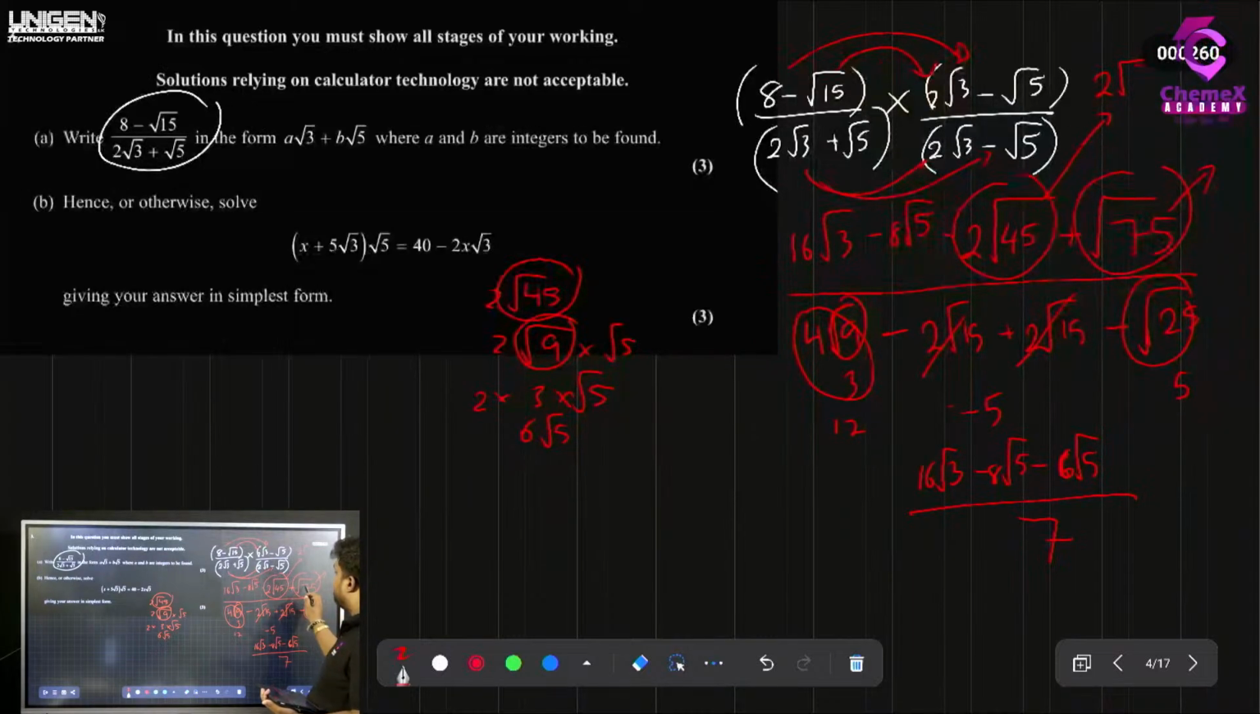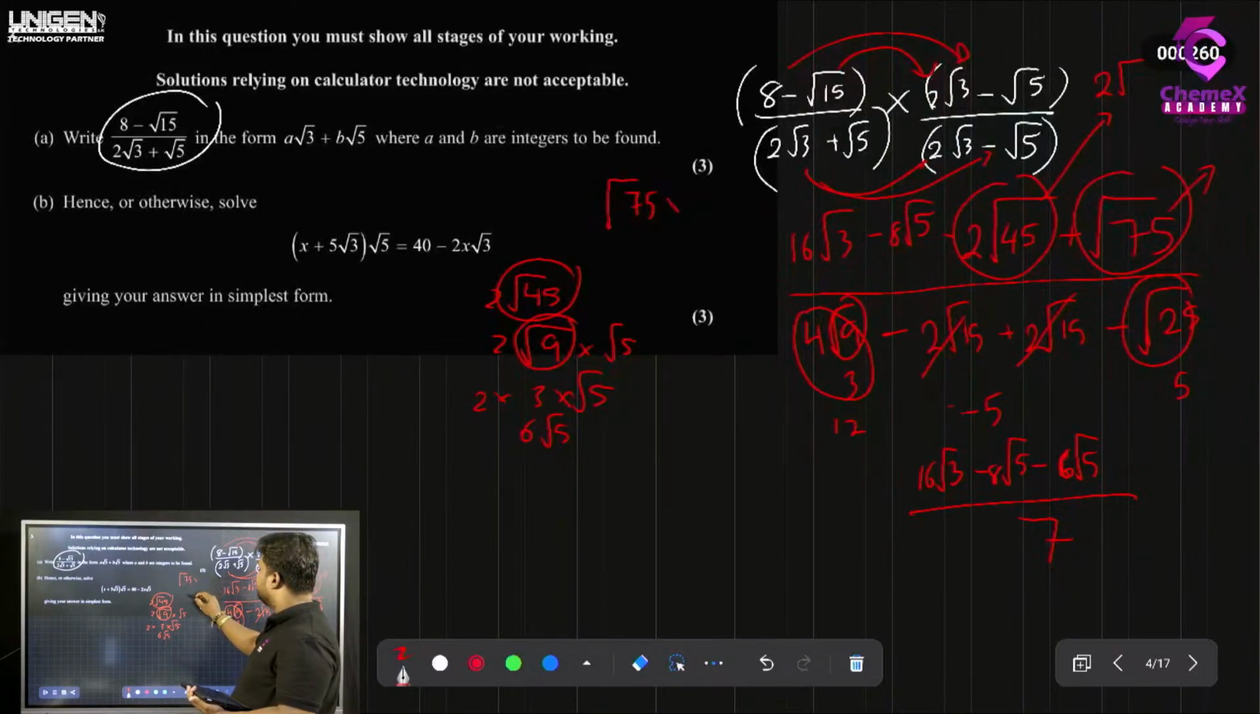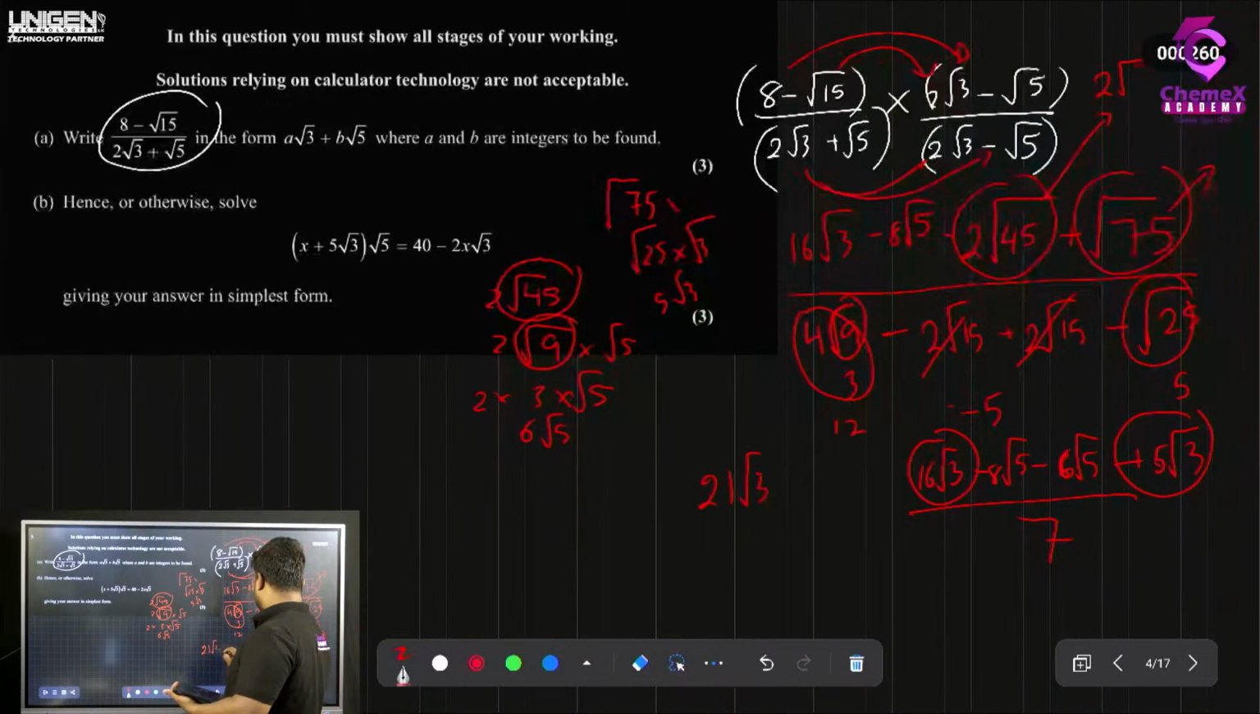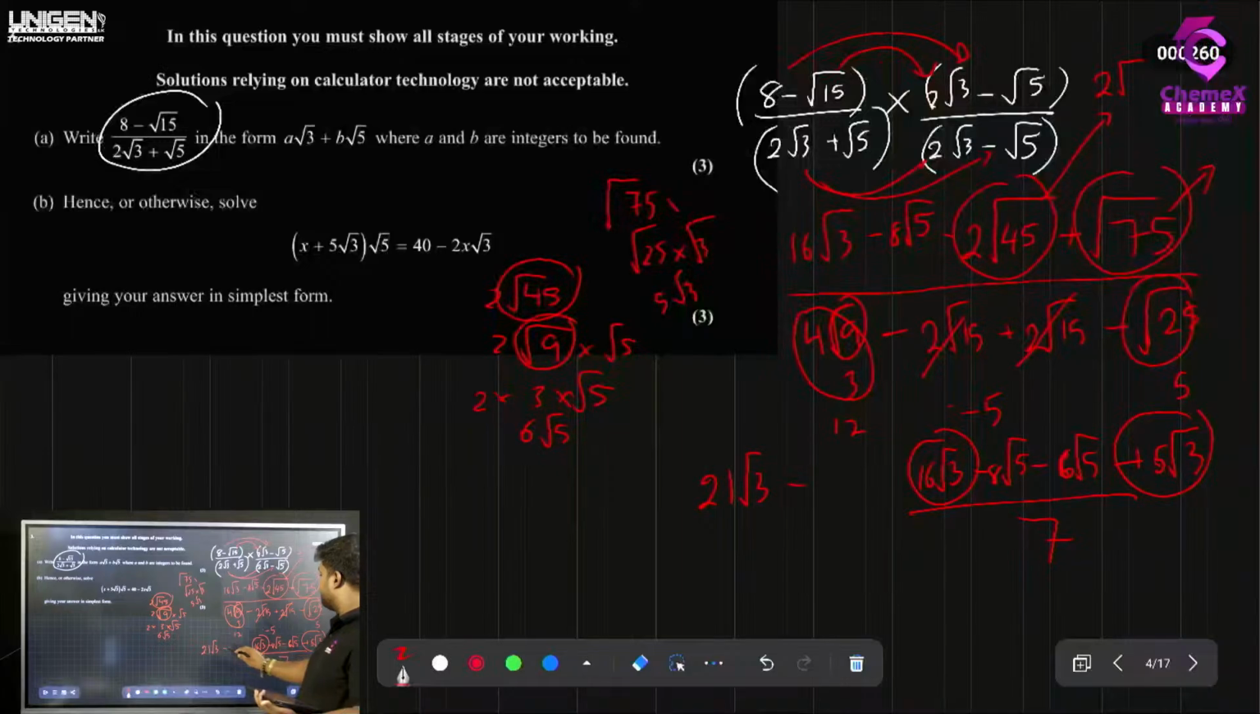Then root 75 can be written as, this is without using a calculator, 25 times 3. So 5 root 3 plus 5 root 3. So can you see these two you can add actually. 16 plus 5, 21. So 21 root 3 minus, what's 8 and 6? Midhuja, what is 8 and 6? 14.